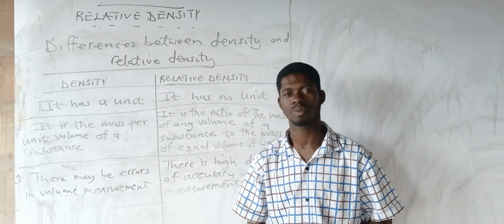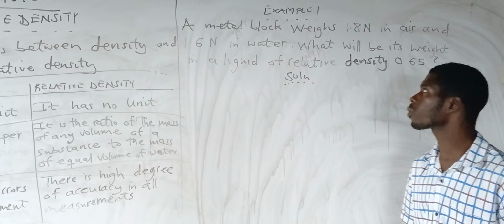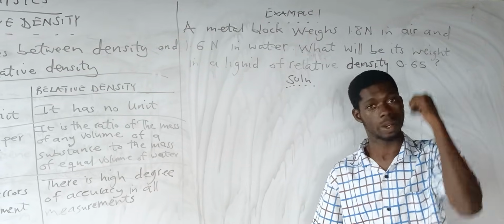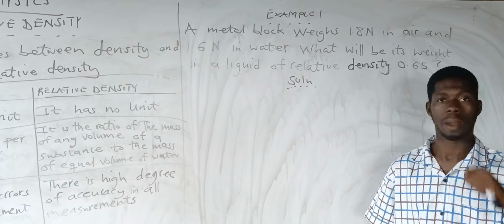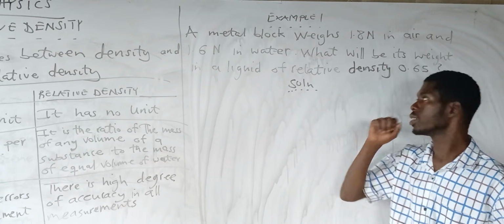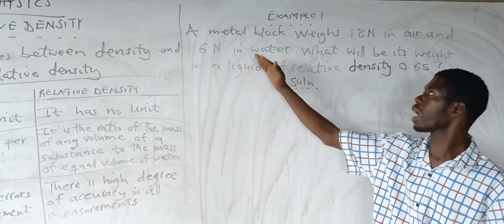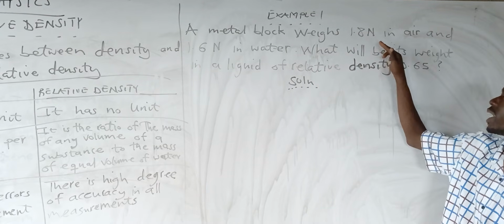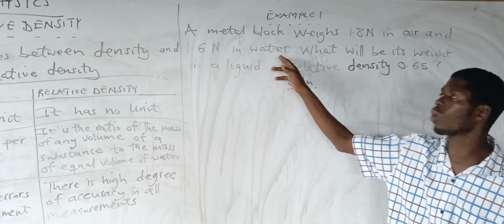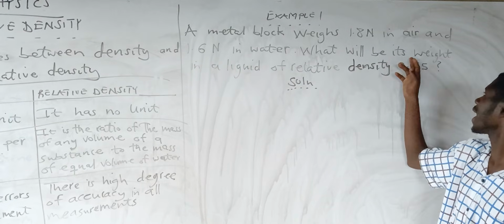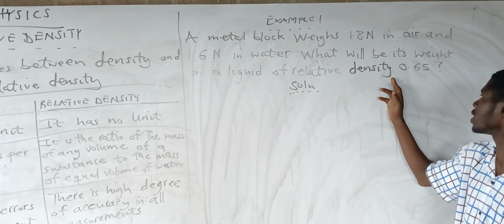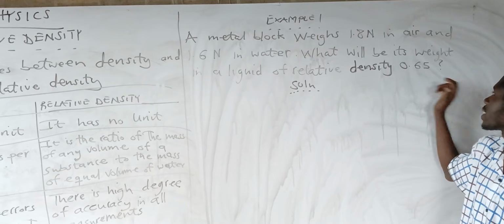Okay, thank you. Now we are coming to solve more examples about relative density. This is example one. It says a metal block weighs 1.8 Newton in air and 1.6 Newton in water. What will be its weight in a liquid of relative density 0.65?